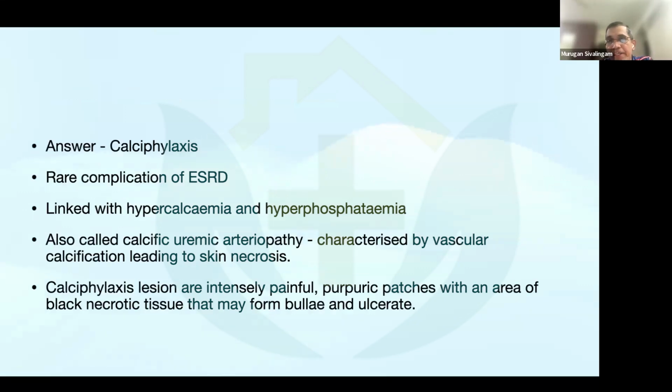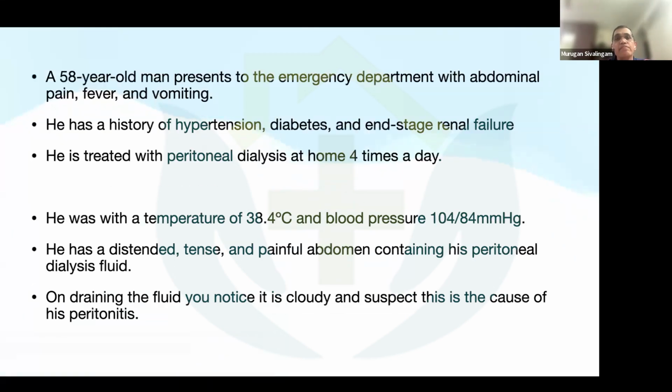As I said, it's a rare complication of end-stage renal disease. Usually you have a high calcium, high phosphate. It's also called calcific uremic arteriopathy, and you get vascular calcification because there is an increased calcium phosphate product that deposits in the small blood vessels, so there is decreased perfusion leading to skin necrosis. Typically it's very painful, and they will develop necrotic tissue which can go on to ulcerate. So you treat these patients with more aggressive dialysis, controlling the calcium, the hyperparathyroidism, and the phosphate levels.